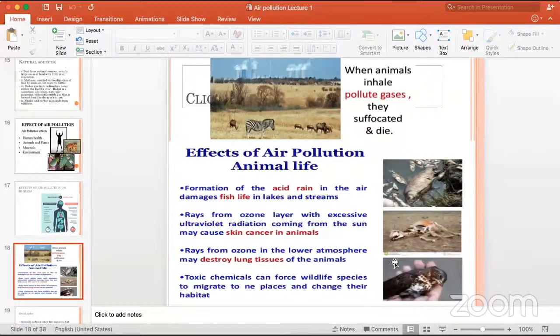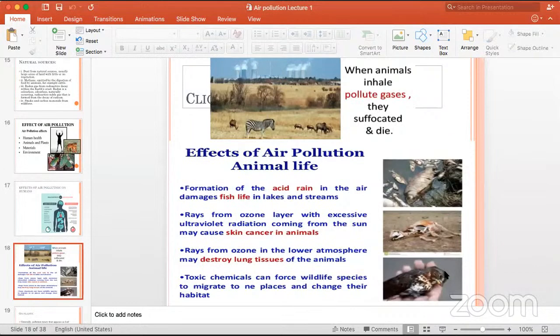Even animals, when they inhale polluted gases, they also suffocate and die. If there is acid rain that falls in the oceans, it is going to kill the fish also. Okay, and ozone pollution is going to cause damage to all types of birds also. Toxic chemicals can force wildlife species to migrate to newer places, change their habitat. So the loss of habitat can be one of the reasons that we saw in threats to biodiversity. One of those reasons can also be toxic chemicals or even air pollution.